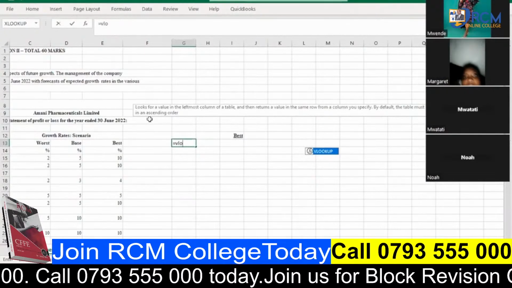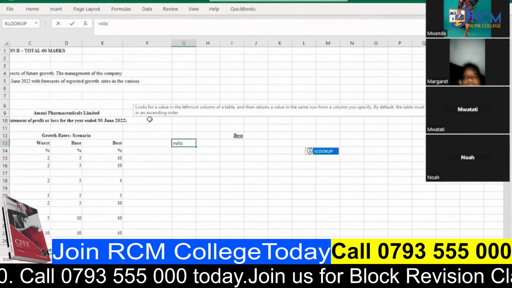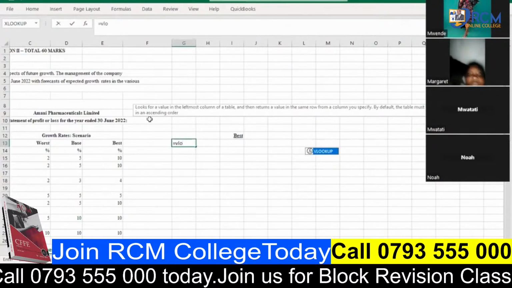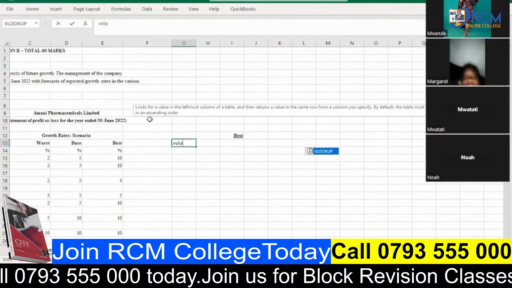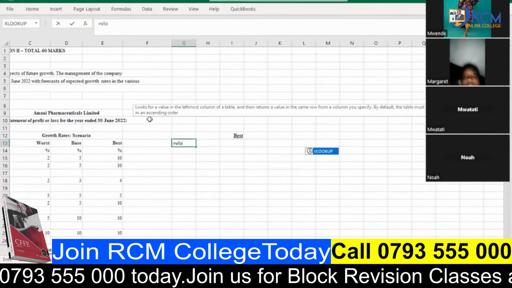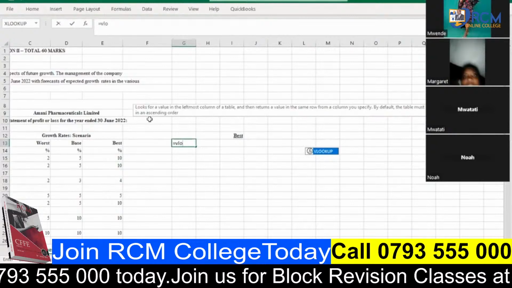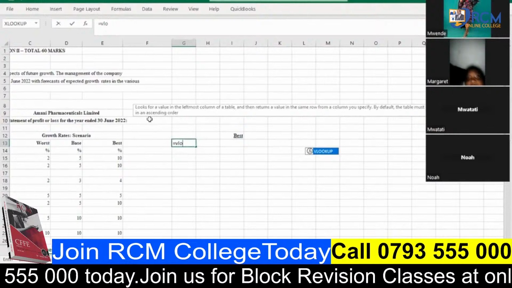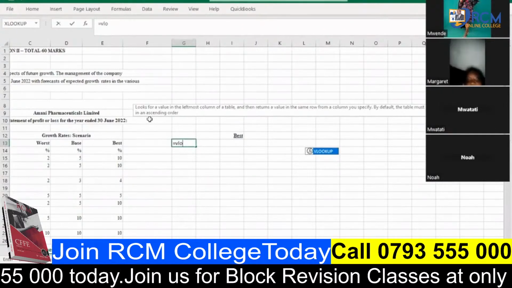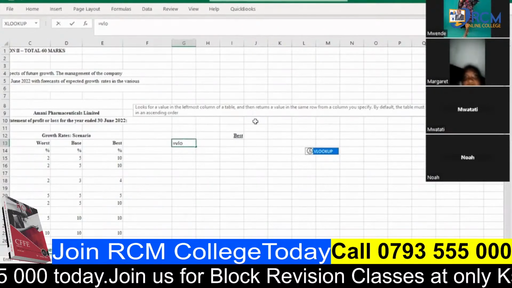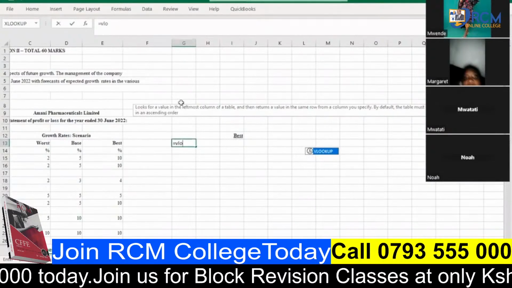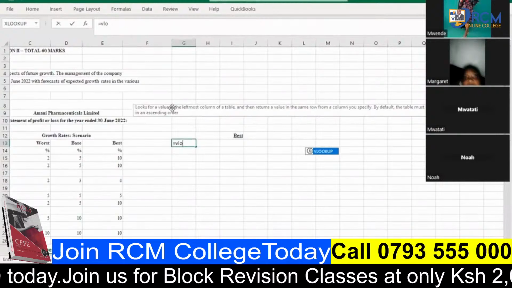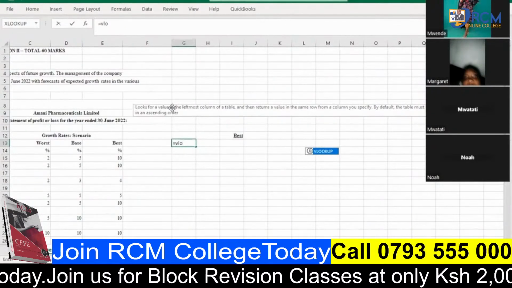So if you look at the response for VLOOKUP, is it an array function? No. So the only thing that's going to be a problem to you is how to interpret the instructions or the information given to you up here. But as you can see, you have all the answers with you.